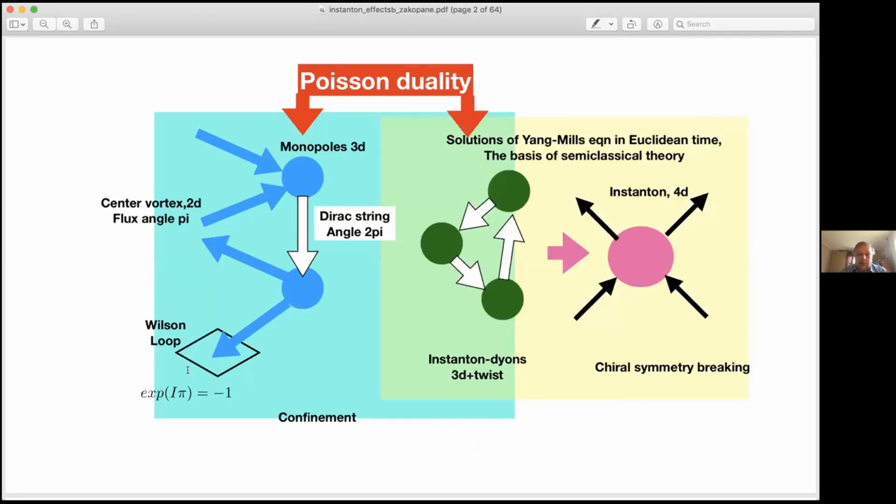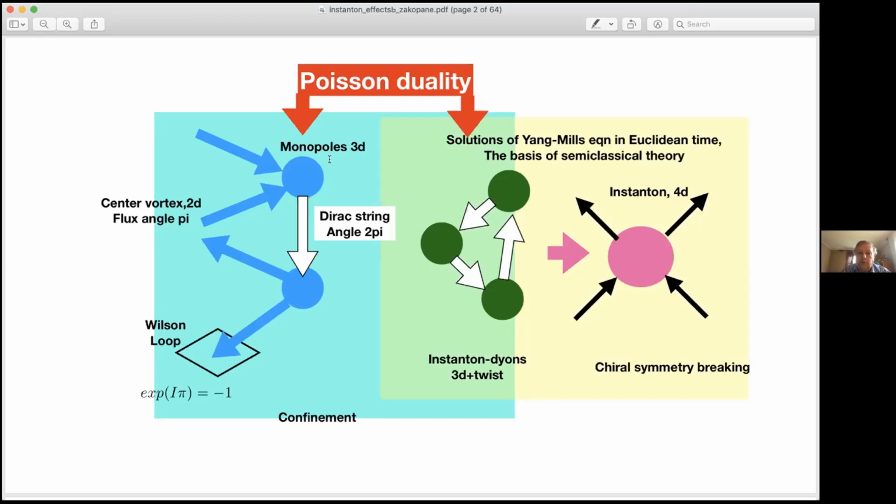And I start from this blue area, which is related to confinement. Historically, confinement started with the Wilson criterion that the average of the Wilson loop decreases as the area of it. And that was related to how many of these blue lines, which are center vertices, cross it. Each vertex, if you go around it, gives an angle of pi, so it contributes minus one to the Wilson loop. When two vertices merge, you have a two pi singularity, which is an invisible Dirac string. And the end of the Dirac string is a monopole.